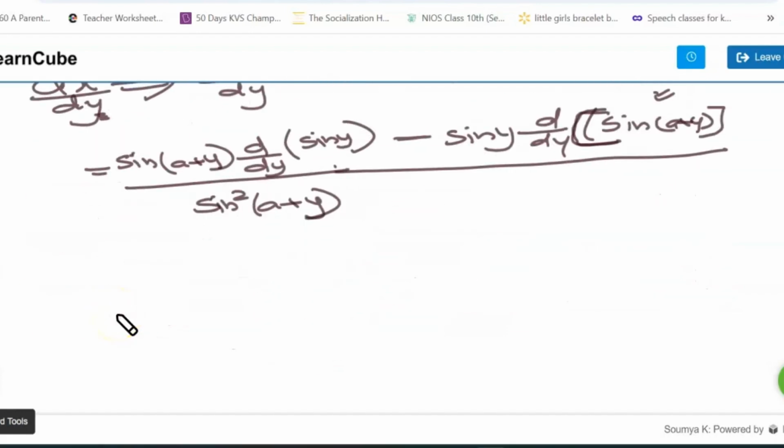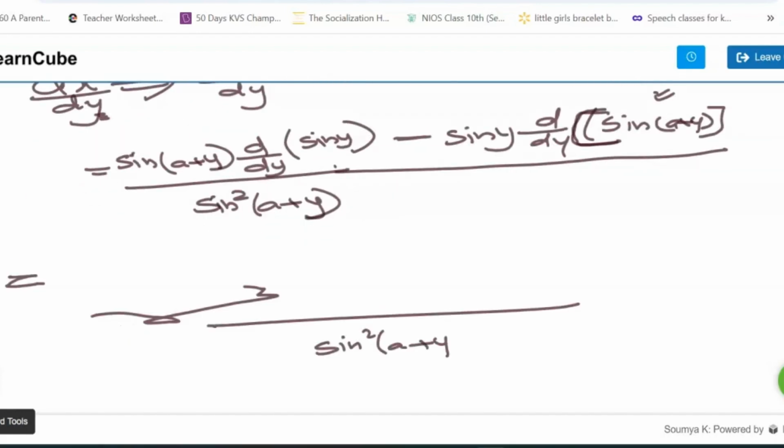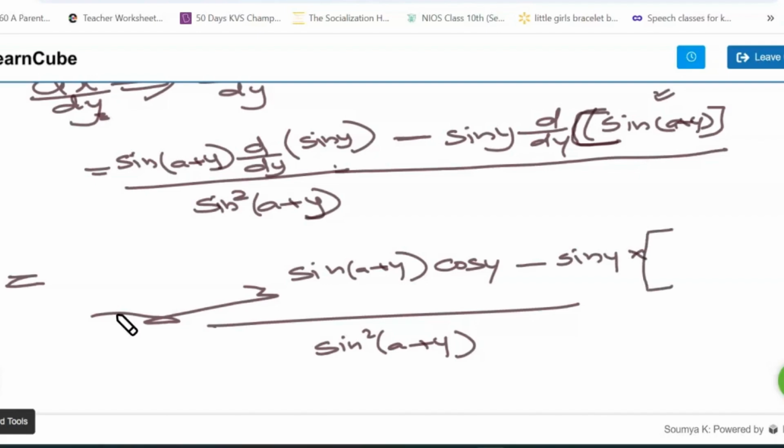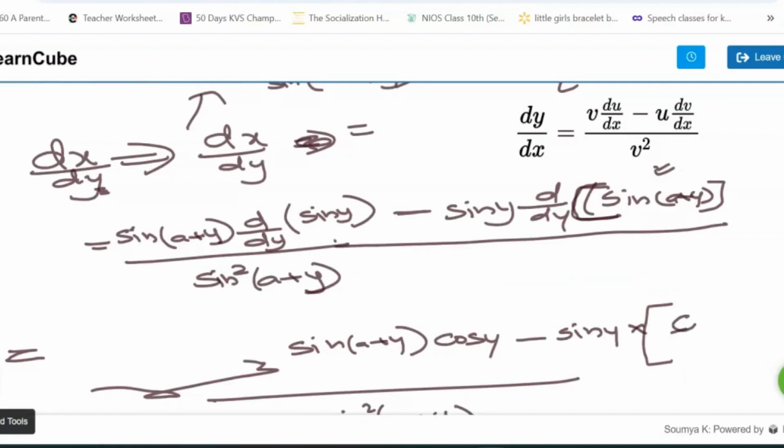Okay, this is what the solution is. Plus y will be there, and on the top you can see sine of a plus y. Find the derivative of sine y. So sine y will give you cos y, minus sine y into sine a plus y, you have to find out. For finding sine a plus y, it follows another formula, the sine a plus b formula. For that, d by dy of sine will be cos a plus y.